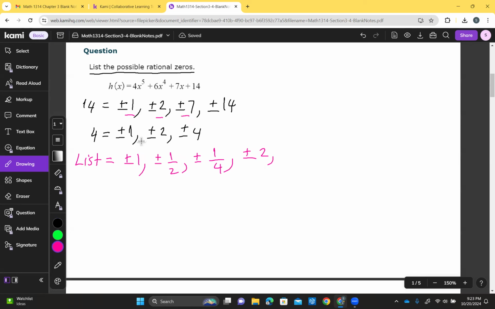I'm ready to move to the next number, 7. We're going to divide 7 by these three numbers at the bottom. 7 divided by 1 is 7. 7 divided by 2 is 7 over 2. And then 7 divided by 4 is 7 over 4.